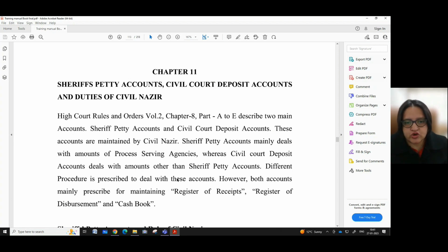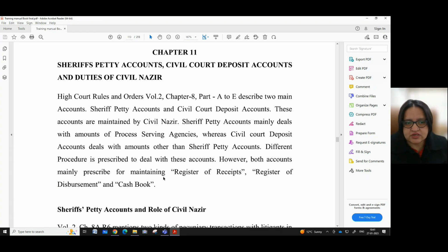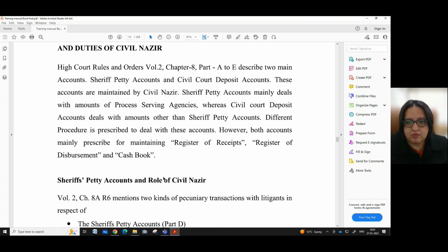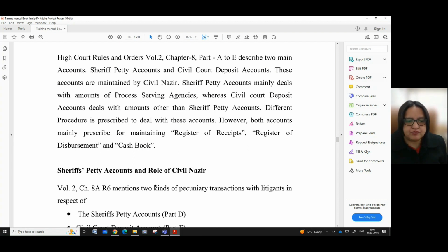High Court Rules and Orders Volume 2, Chapter 8, Part A to E describe two main accounts: Sheriff Petty Accounts and Civil Court Deposit Accounts. These accounts are maintained by Civil Nazir. Sheriff Petty Accounts mainly deals with amounts of process serving agencies, whereas Civil Court Deposit Accounts deals with amounts other than Sheriff Petty Accounts. A different procedure is described to deal with these accounts. However, both accounts mainly prescribe maintaining a register of receipts, register of disbursements, and cash book.